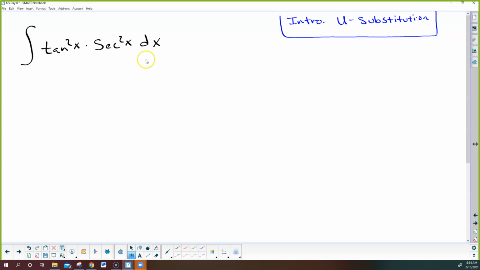Right? Since the chain rule is always present, we have to be able to reverse the chain rule. So when we say U substitution, what we're actually doing is we're reversing the chain rule.